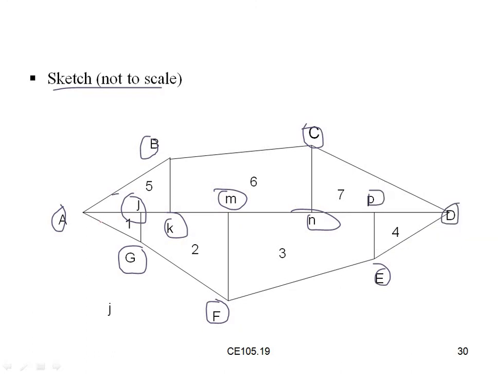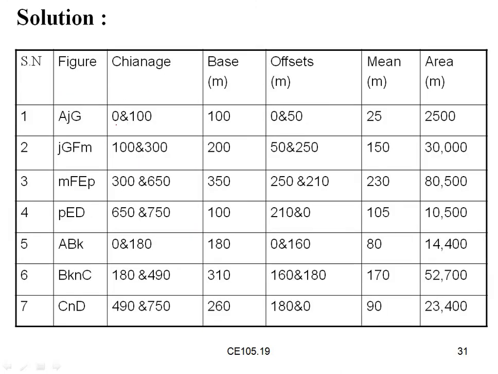So this is the first one. The first one is AJG. So this is the triangle, the first triangle. It starts from 0 to 100. That is the first chain.